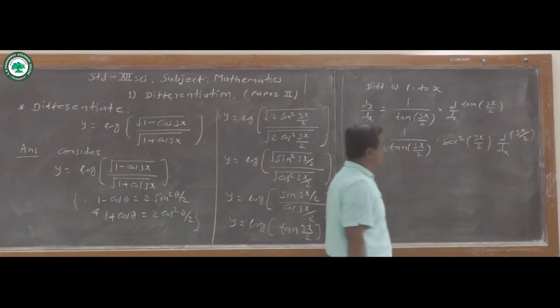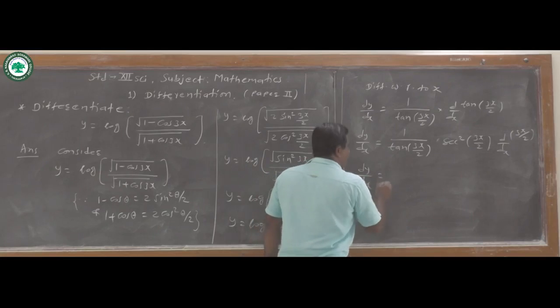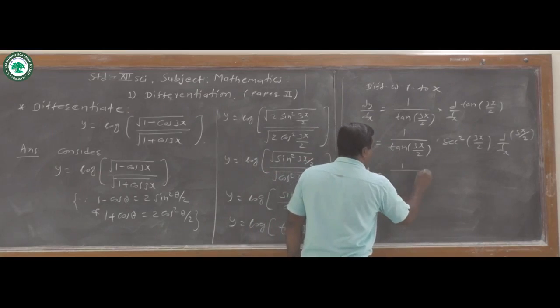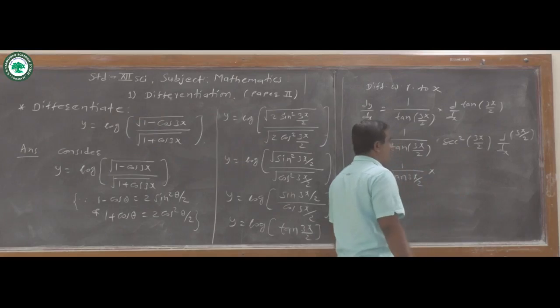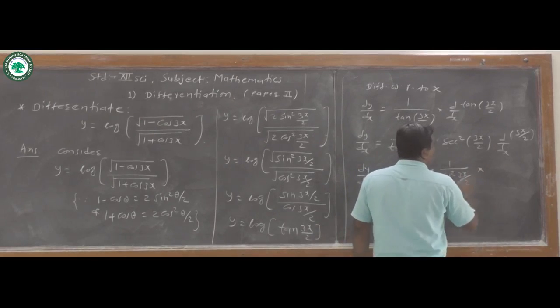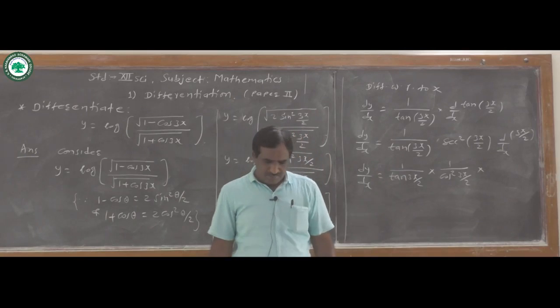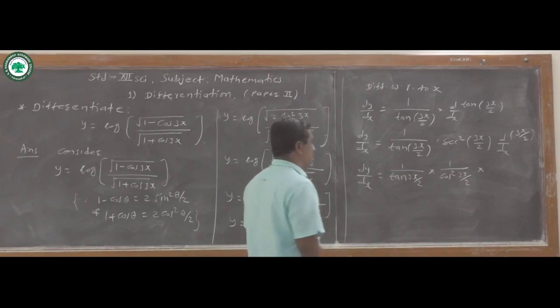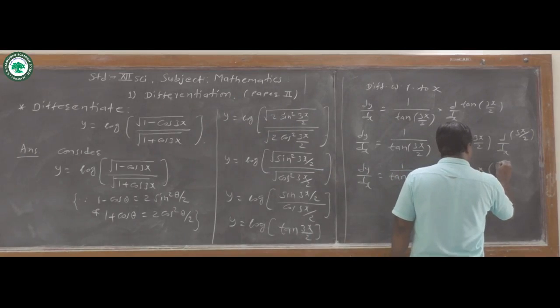Okay, now dy by dx is equal to 1 upon tan of 3x by 2 into sec square of 3x upon 2, means 1 upon cos square of 3x upon 2, into derivative of this term. This is a simple function. 3 by 2 is a constant term and derivative of x is 1. Therefore, derivative of 3x upon 2 is 3 by 2.